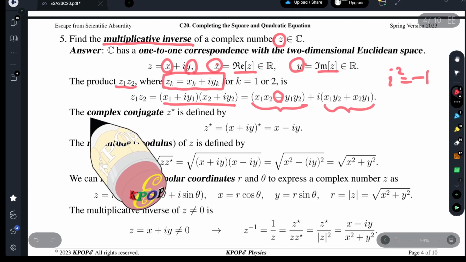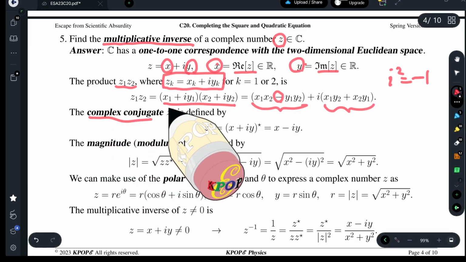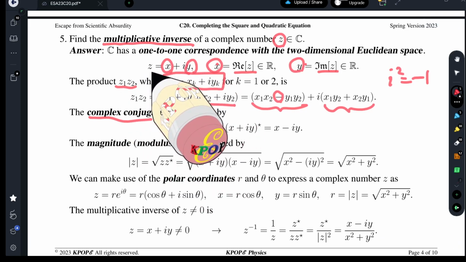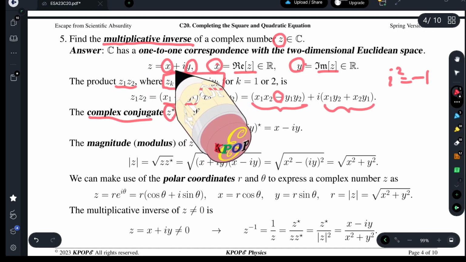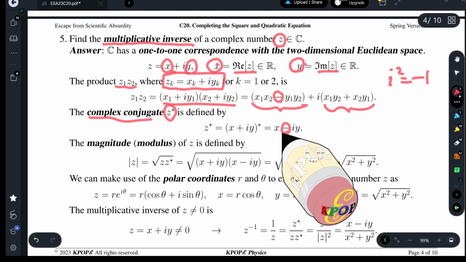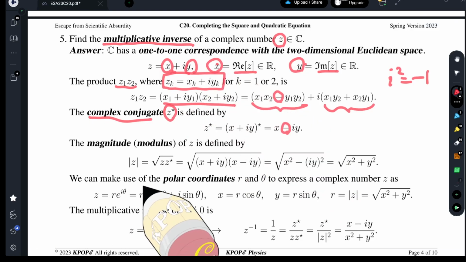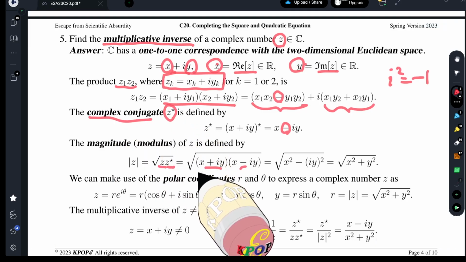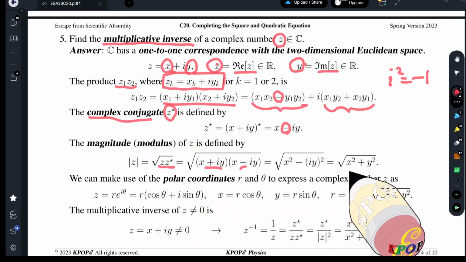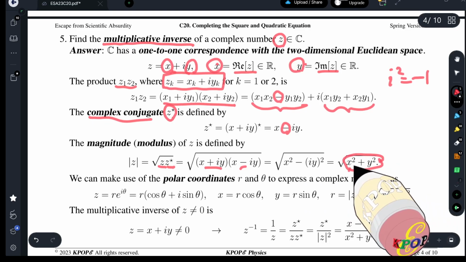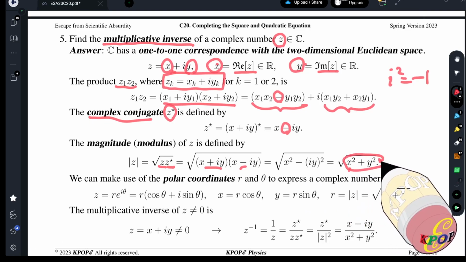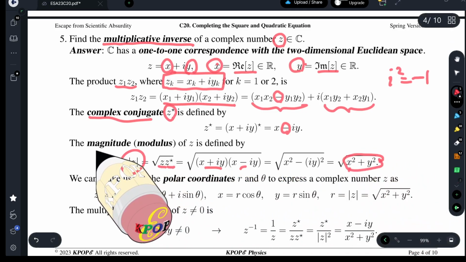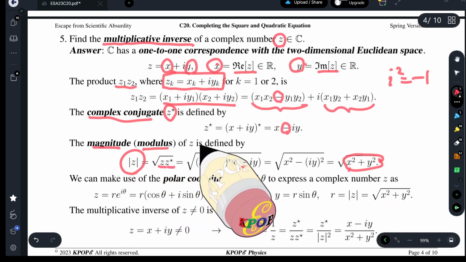Why don't we next consider the complex conjugate of a complex number z, which is identical to z except that the sign of the imaginary part is negative. So opposite. If I multiply these two mutually complex conjugate numbers, then the result is the positive definite sum of the square of the real part plus the square of the imaginary part. So we define the square root of this to be the magnitude or modulus of a complex number.